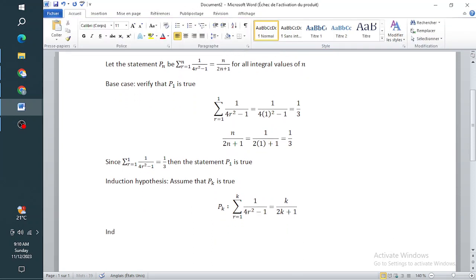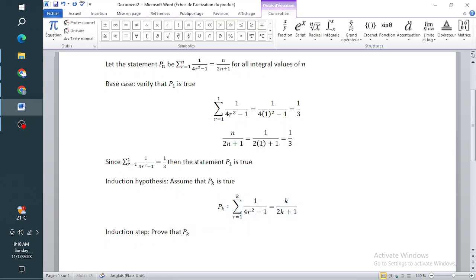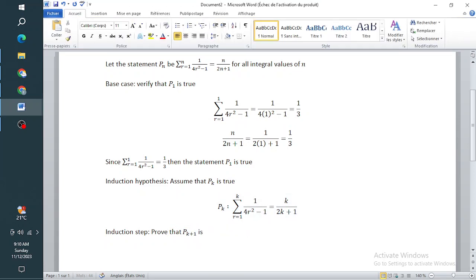And we now have the induction step, where we have to prove that the statement P of k plus 1 is true. We have to prove that P of k plus 1 is true using our induction hypothesis.